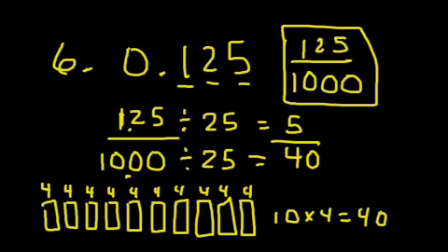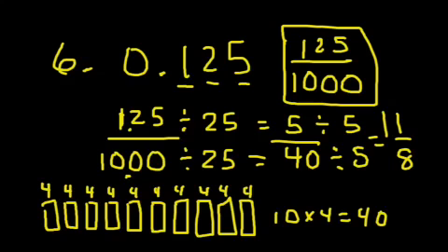Is it simplified for sure? Or is there something else you can divide it by? Well, you can divide these both by 5. All right? So if we divide by 5, 5 divided by 5 is 1, and 40 divided by 5 is 8. Now that is simplified, okay? 125 thousandths is actually equal to 1/8, and it is a simplified fraction when you make it 1/8. Now that one was a tricky one.